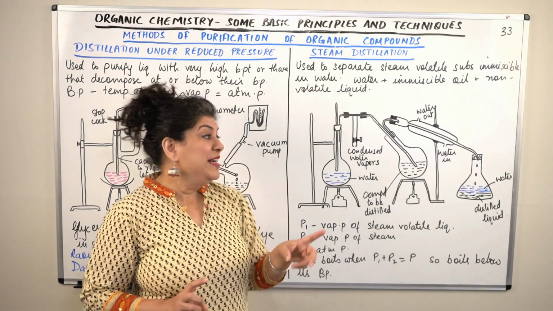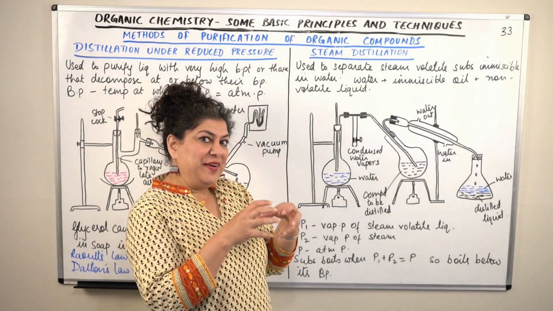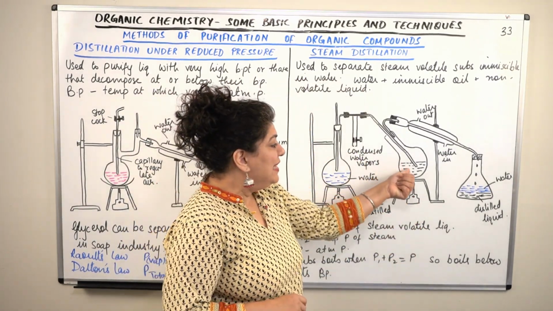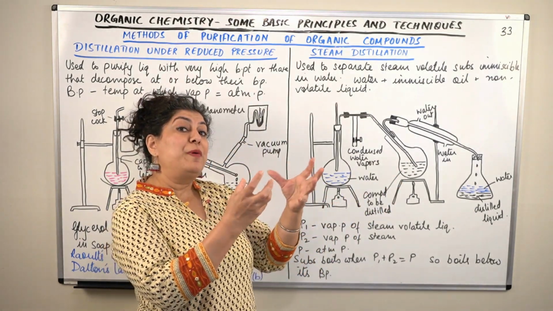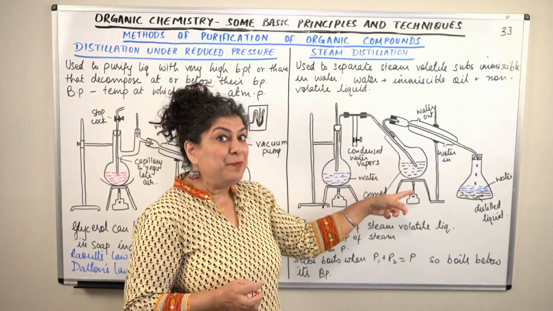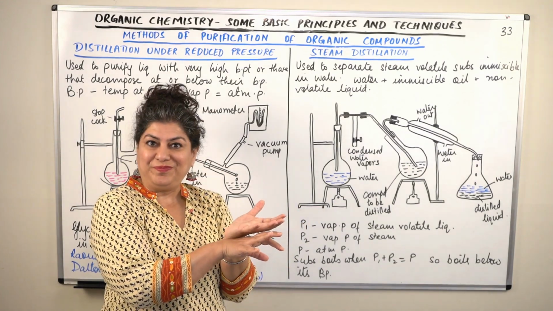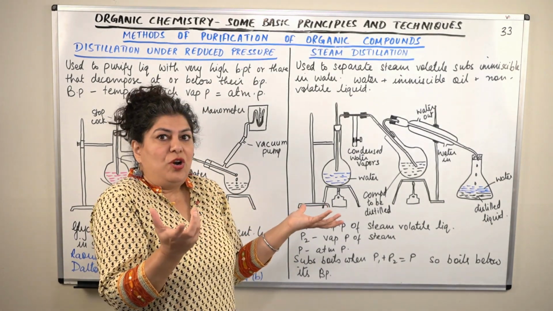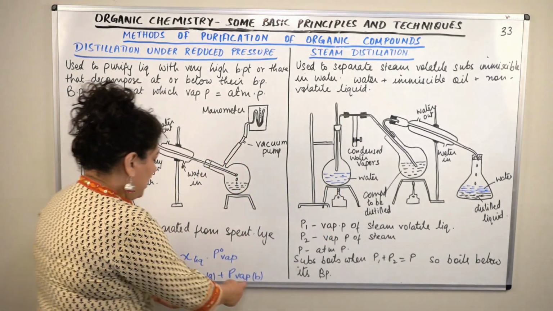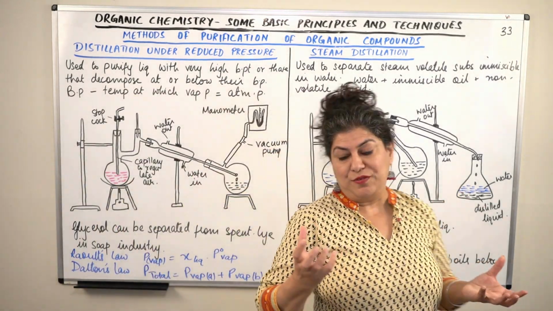And due to this pressure, although the total pressure is increased, the vapor pressure of this liquid need not be the total atmospheric pressure, because some of the pressure is being contributed by steam. So this liquid starts boiling at a lower temperature. Why? Because it does not need so much vapor pressure. It only has to contribute partial vapor pressure, and both the vapor pressures together will become equal to the atmospheric pressure.